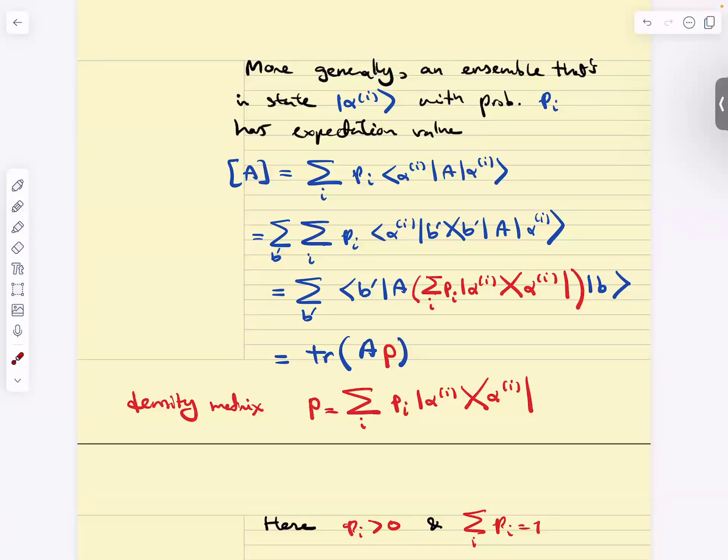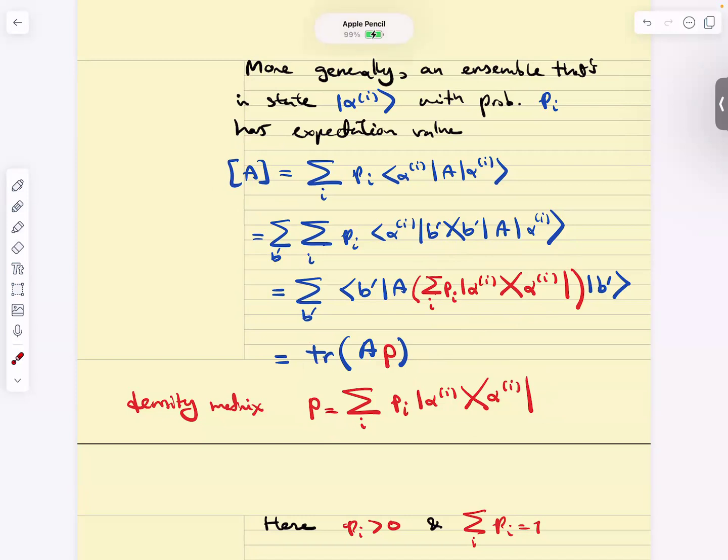Sum over B prime. Now, what you could do is rearrange this, bring this guy to this side, this guy to this side. Then you notice that you could repackage the whole thing as a sum over B prime. If you recall, sum over B prime is the trace. If I define this operator, this matrix, as the density matrix of the state, now I can write down the expectation value as the trace of A rho. So the density matrix is this.